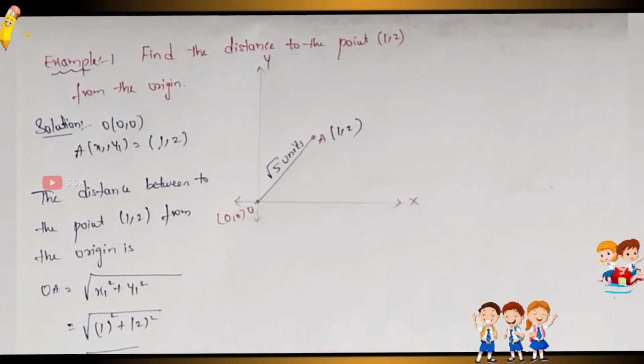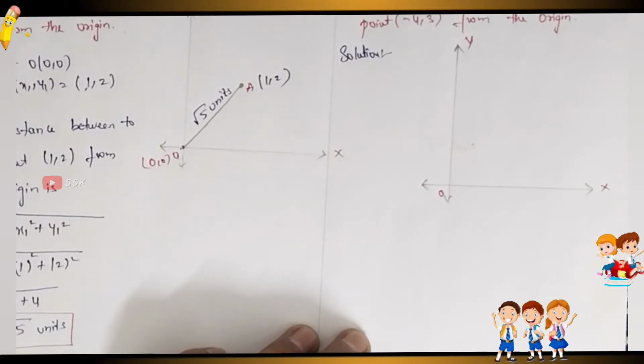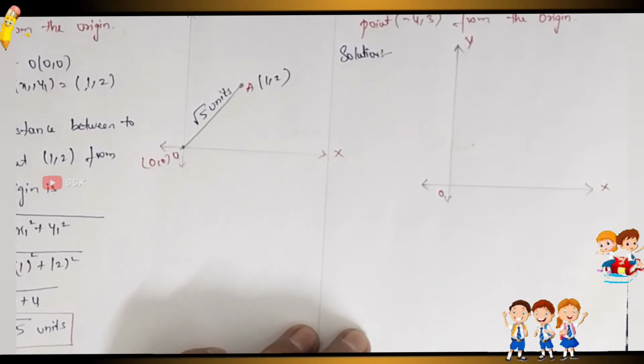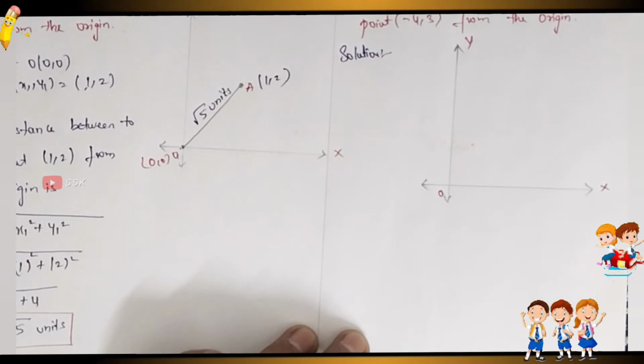We can understand one more problem easily. Now we can see the next problem, example 2. So what is the question asking? Find the distance to the point minus 4 comma 3 from the origin.